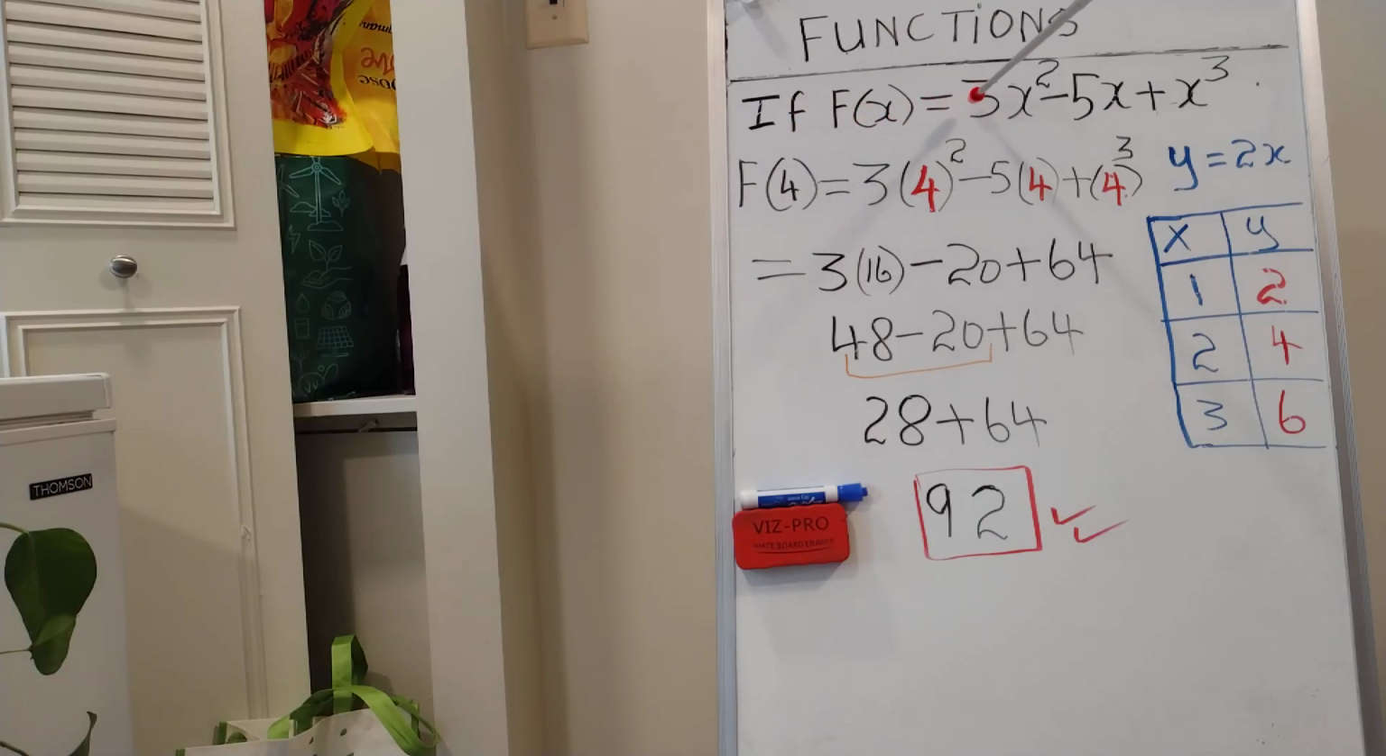which is equal to 3x squared minus 5x plus 3 to the power of 3, and we are lucky that we are given that our x in this case is 4, okay? And what we need to do is substitute 4 for x.